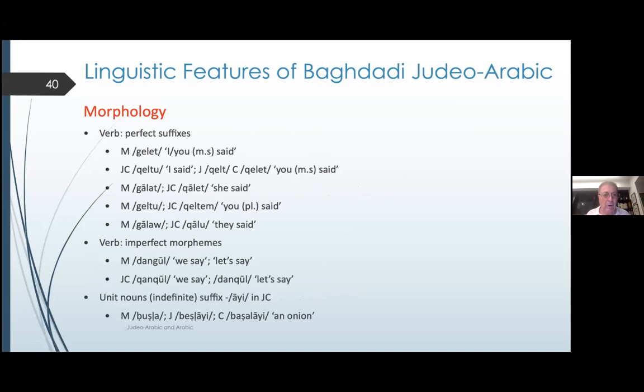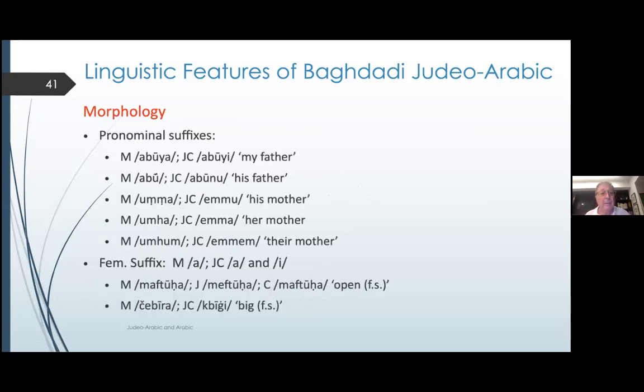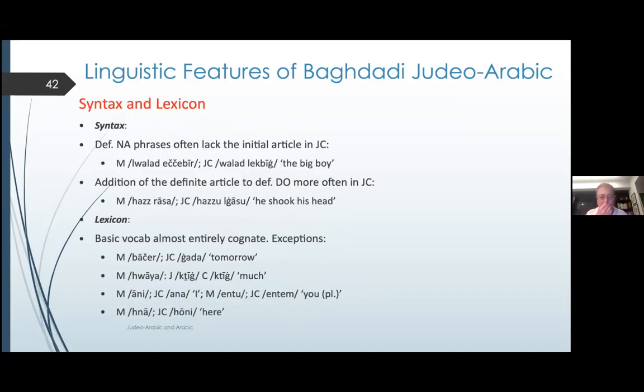In morphology, we have gelet for I said or you said. In Jewish, qaltu for I said, and qalt for you said. Really different. Also interesting here is the Christian variety, which I marked with a C, but we won't get into it. I'm happy to share this PowerPoint with you, Lynn, if you want to put it online.